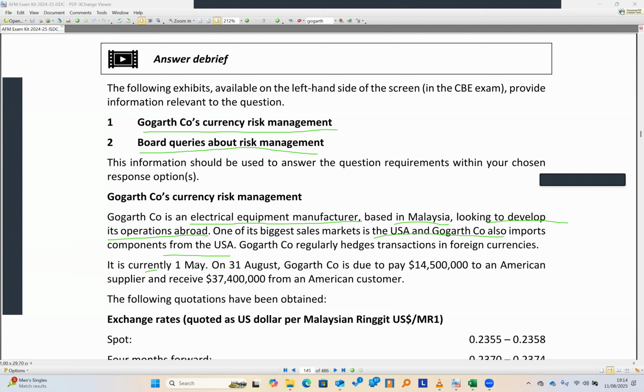Right now it is 1st May, and on 31st August, we are expecting to pay $14.5 million to American suppliers, but also receive $37.4 million from another customer on the same day. So here is what we have been given regarding exchange rates.